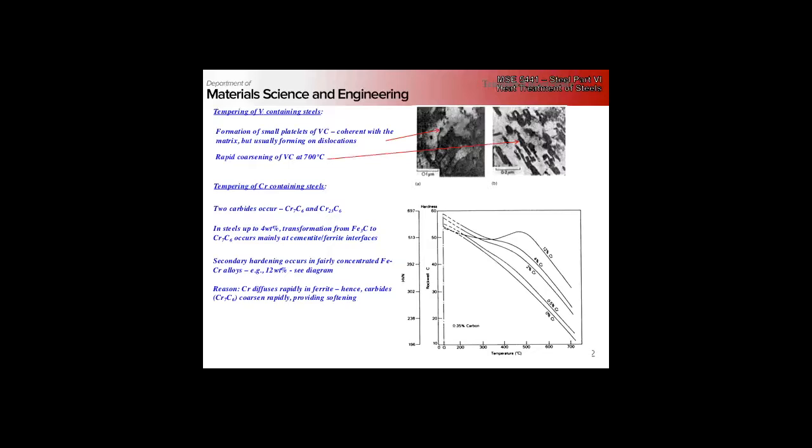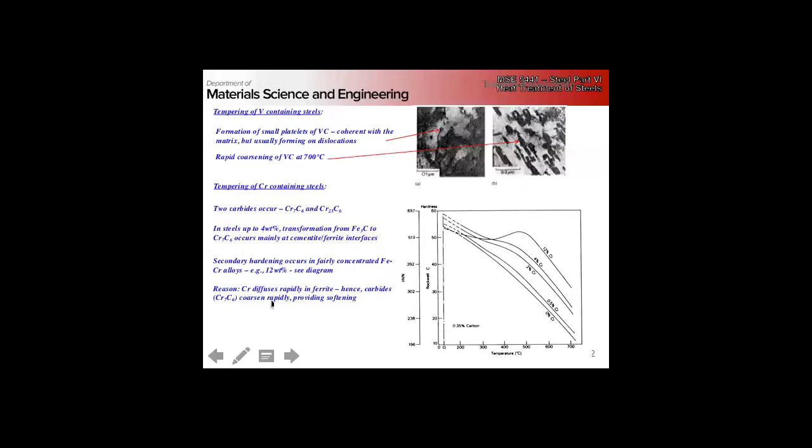Chromium's an important one. We get a couple different carbides that form, chromium 7,3 and chromium 23,6, right? And they form from the cementite, right? Because chromium is a stronger carbide former than the iron and the other, and this typically happens at the interface. And if we have high enough chromium concentration, we can get significant secondary hardening during the tempering out of it, right?